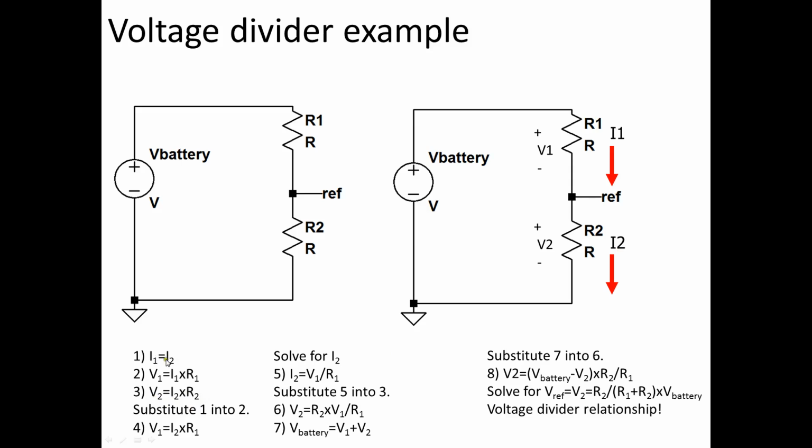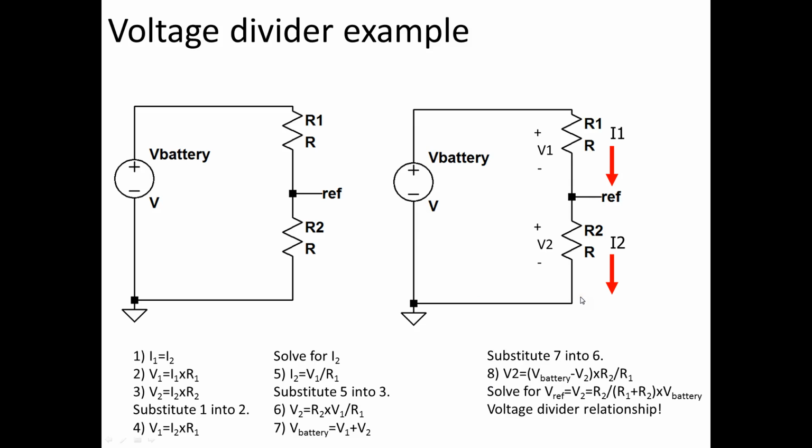If I substitute equation 1 into equation 2, I get V1 equals I2 times R1. And then if I solve for I2, I get I2 equals V1 divided by R1. I put 5 into 3, and I get an equation for V2. Then when I use this relationship, the battery equals the sum of these two voltages, and substitute, I get equation 8. And then if I solve for V reference, I essentially get the voltage divider relationship, which is great because that's what we expected to begin with.